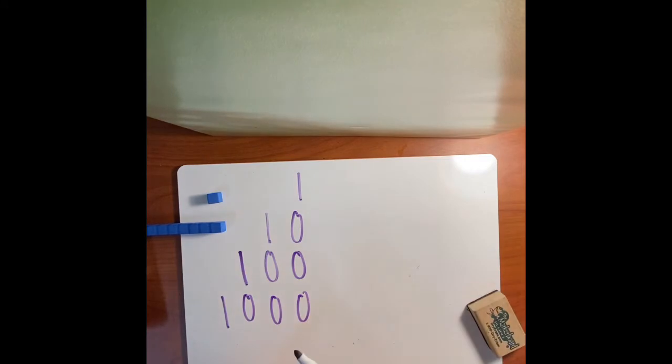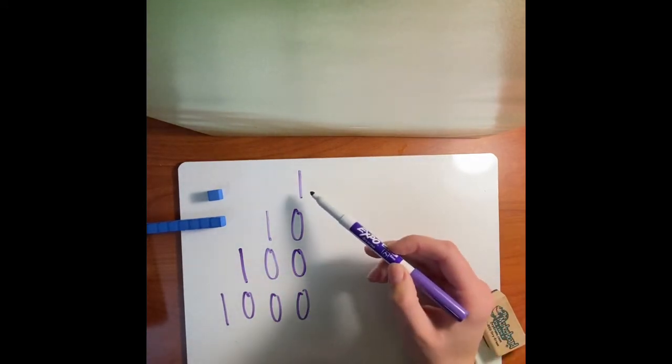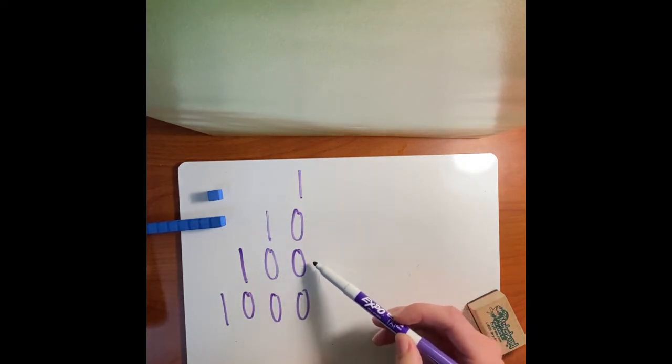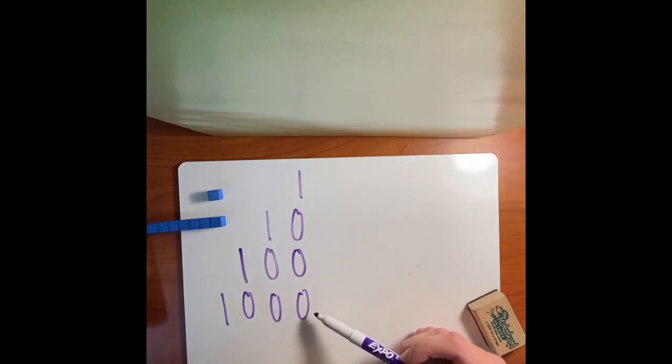Okay, so I want you guys to go ahead and answer this next question. If I have 1, 10, 100, 1,000, what do you think would come after 1,000 in our pattern here?